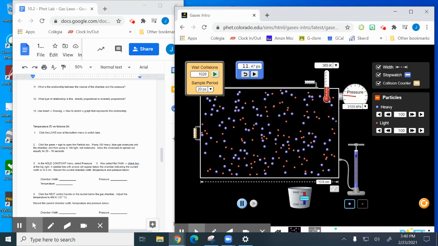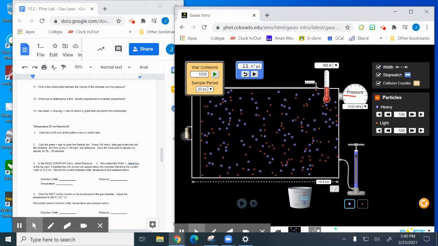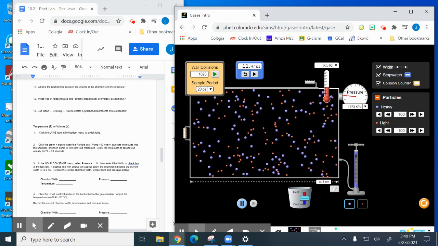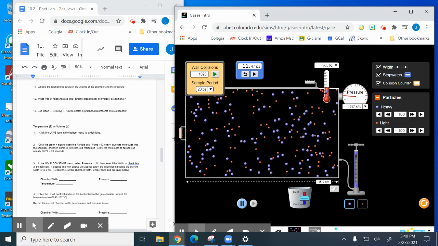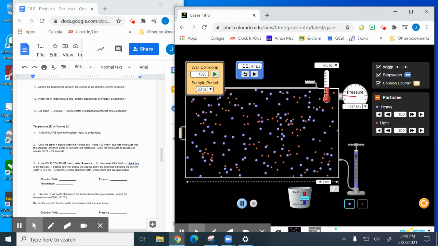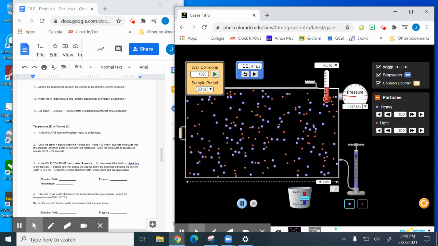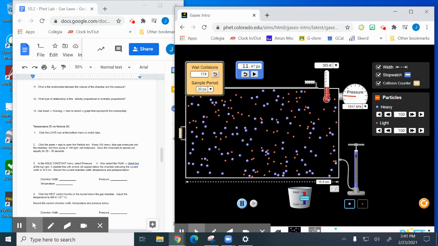Well, the bigger the chamber, the lower the pressure, right? Because you've lowered the average number of wall collisions, because the wall's giant, and also the molecules have much further to travel before they strike the wall. So I just made it big again. I hope you can see it.